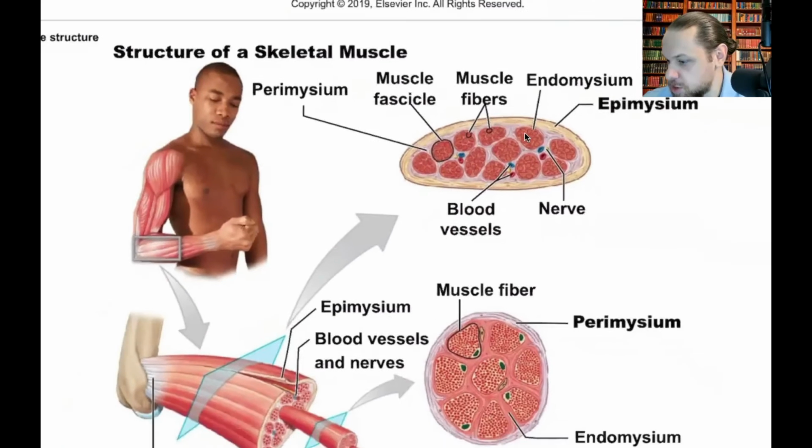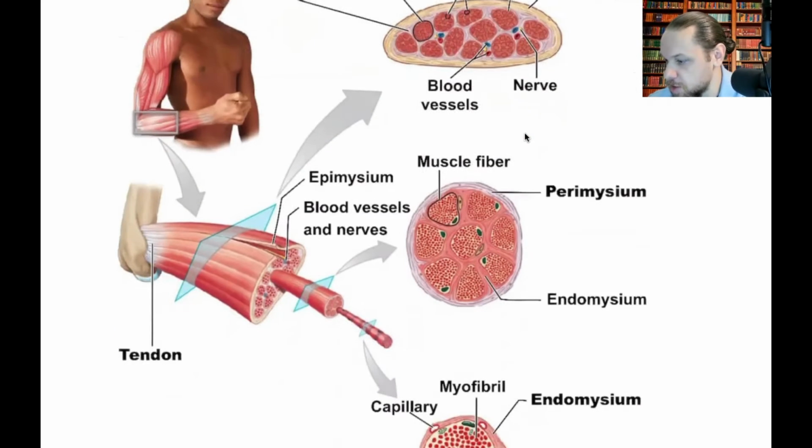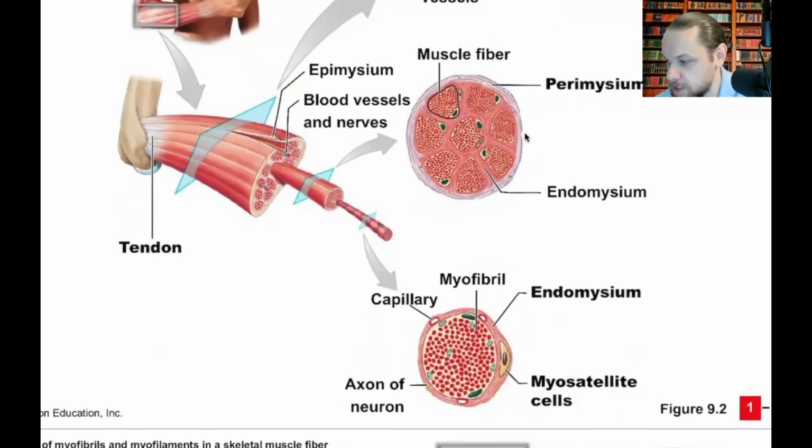So this is just the structure and the cross fibers that I showed you here earlier, and we're going to talk more in depth about that sliding filament theory.